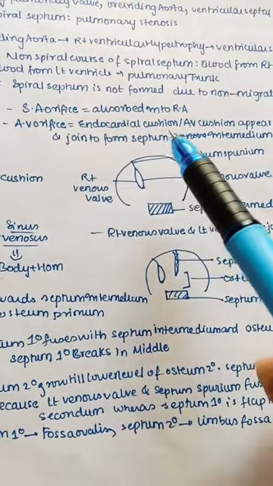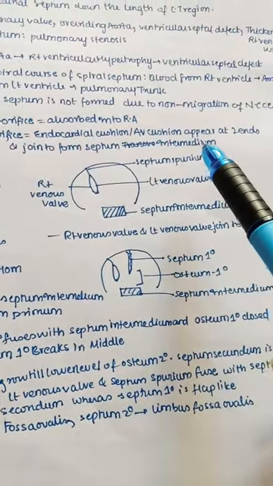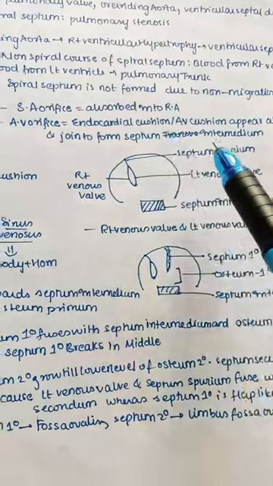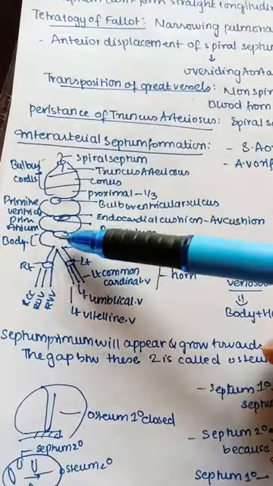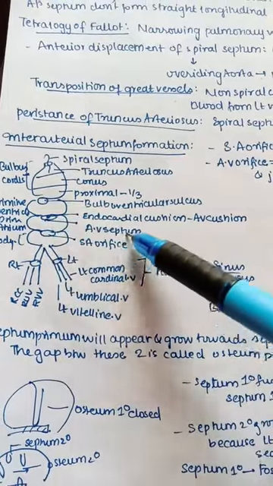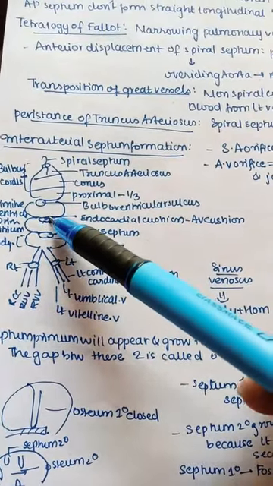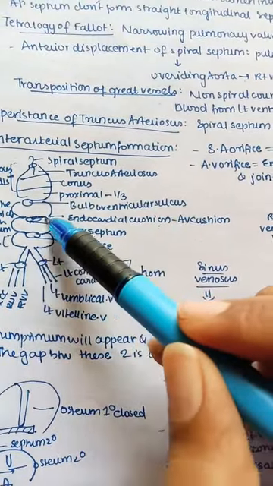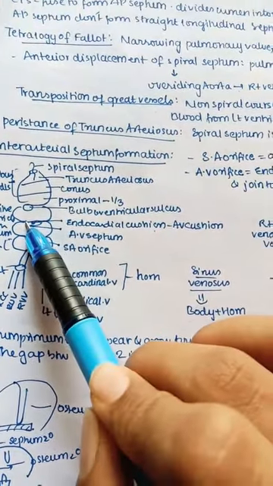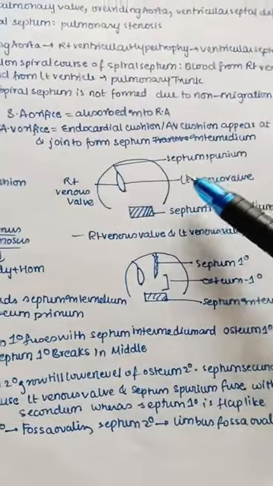This is an endocardial cushion or AV cushion which appear at the two ends and join to form a septum intermedium. Actually, AV means this is the ventricle, this is atrium. So in between them we have our AV septum. This is actually endocardial cushion. So this later fuse together to form a septum intermedium. Not interventricular, it is intermediate septum.